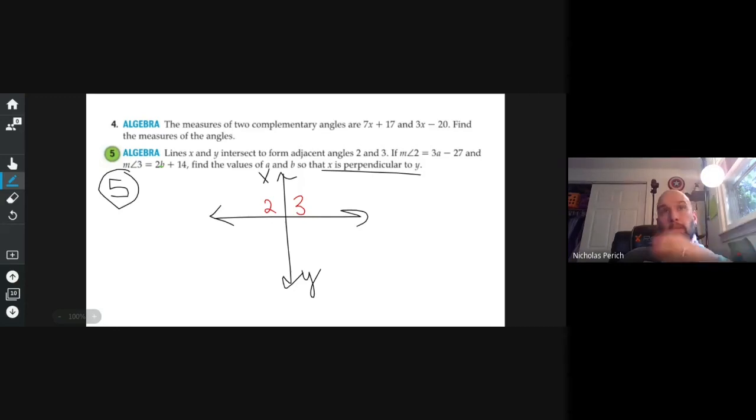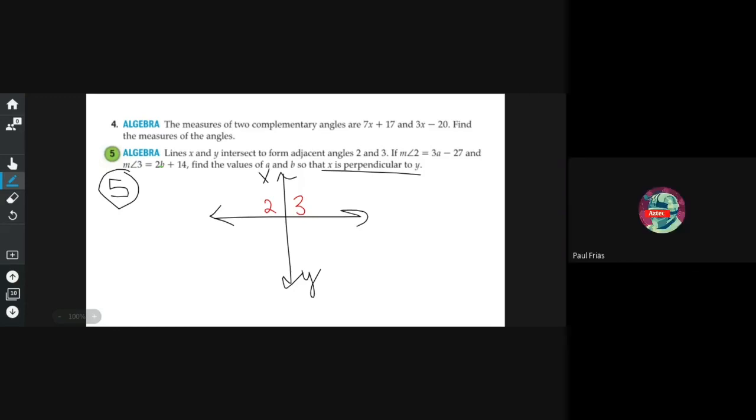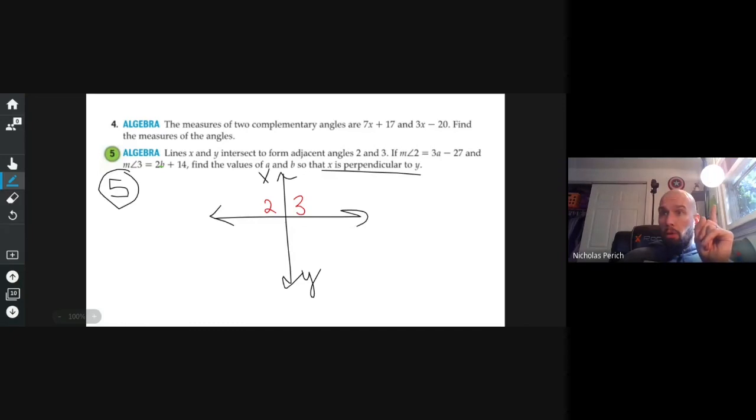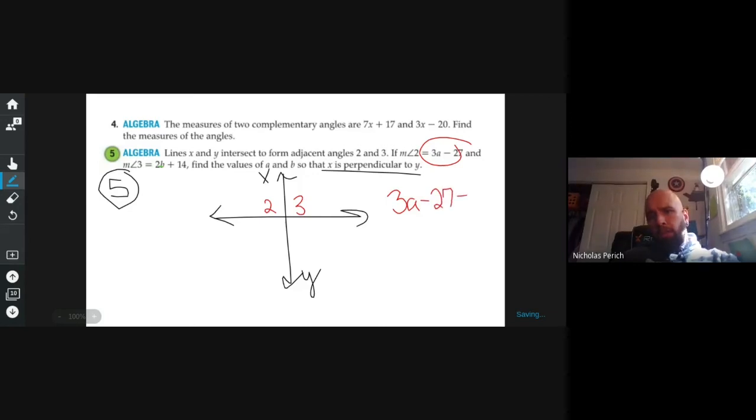Right angles. Right angles, which means angle 2 is equal to how many degrees? 180. Close. Santiago and Russell said 90. Angle 2 and angle 3 are equal to 90 degrees. So angle 2 is 3a minus 27, and that's going to equal 90 degrees.